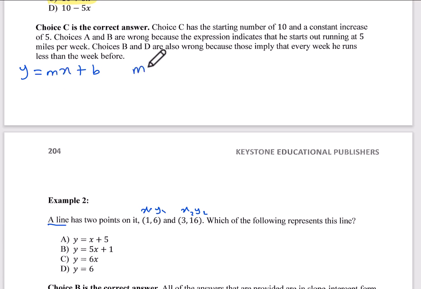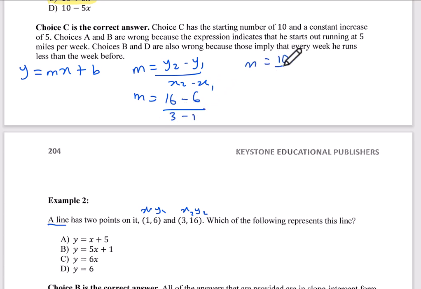So m is equal to y2 minus y1 all over x2 minus x1. So m is equal to, what is y2? Y2 is 16. 16 minus y1, which is 6, all over 3 minus 1. So m is equal to 16 minus 6 is 10, all over 3 minus 1 is 2. And m is equal to 10 divided by 2 is 5. So our slope is 5.